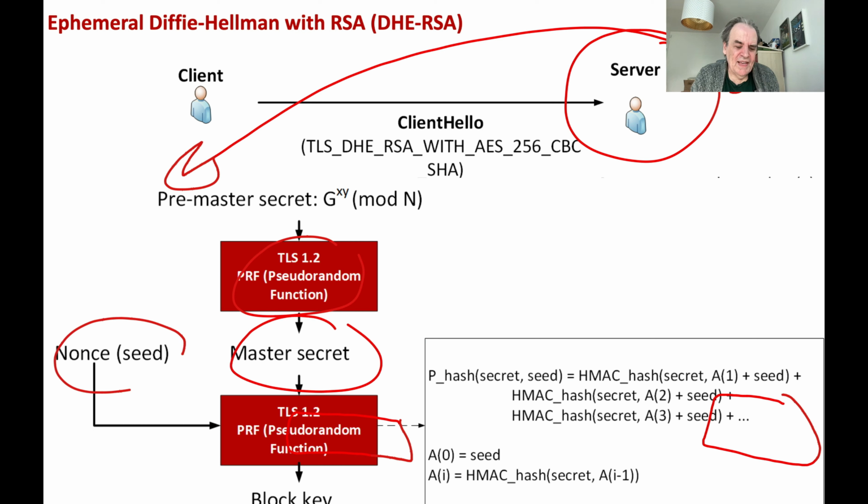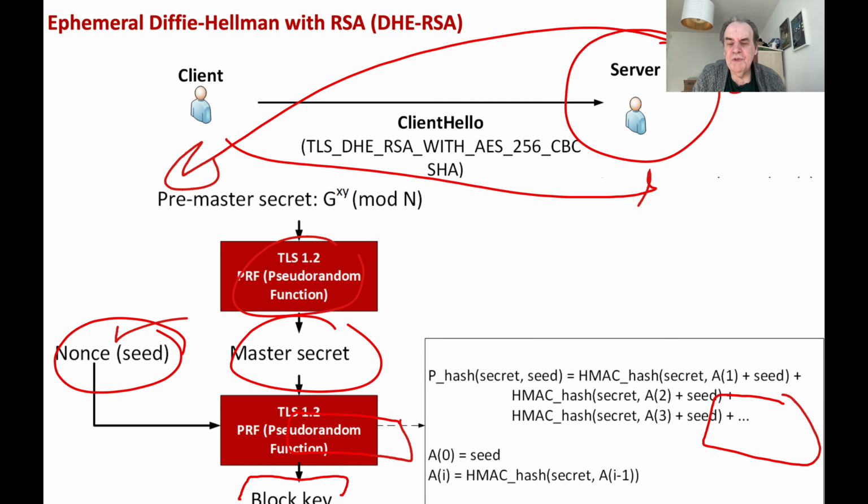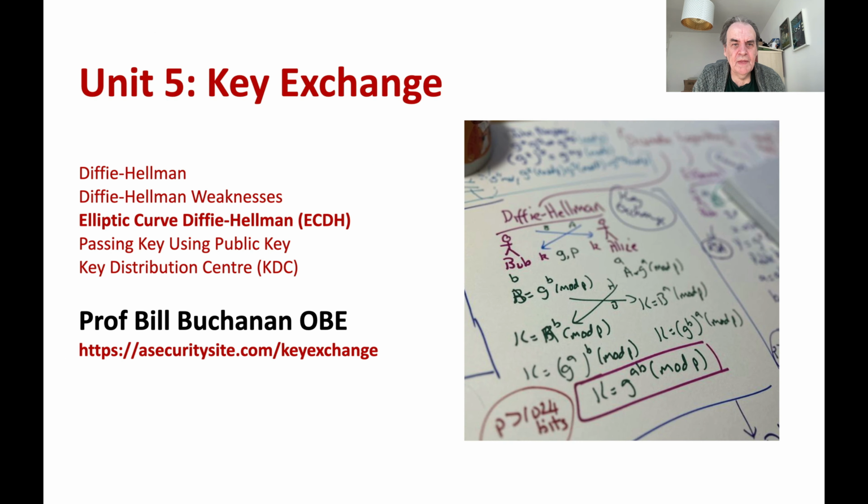And then for each of the keys that we're going to use, we create a nonce or a random seed value. This then creates the key that we're going to use for the session. And for this, we need to obviously pass the nonce value between Bob and Alice for it to work. Okay, so now let's look at the elliptic curve Diffie-Hellman method.